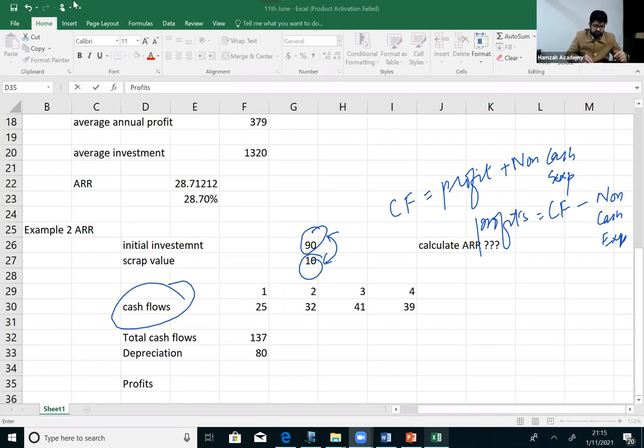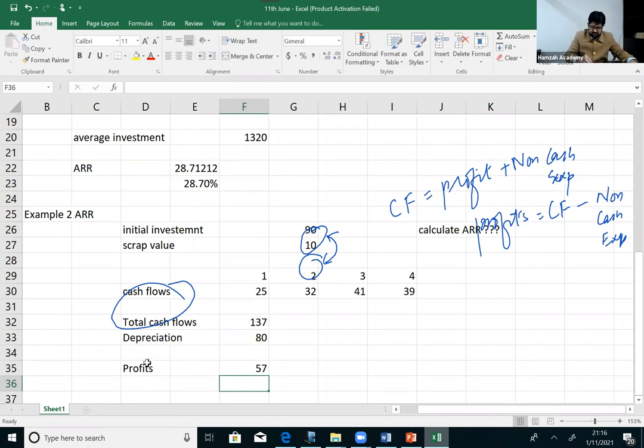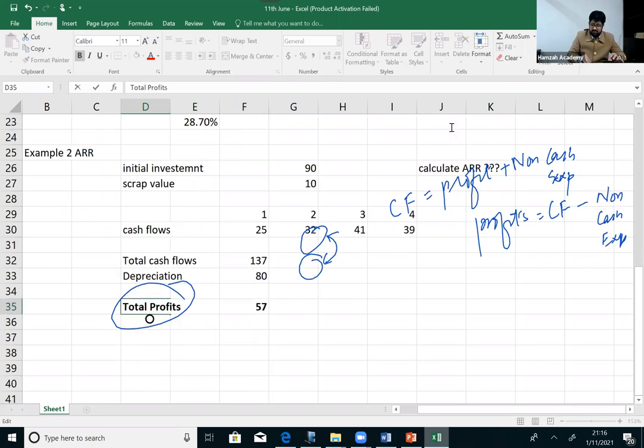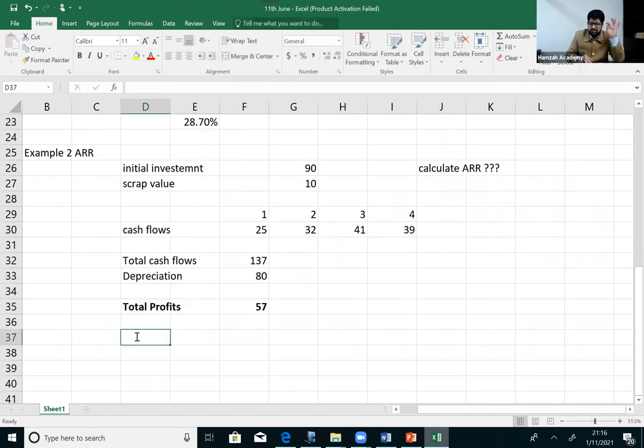Good. Now, next. So students, profits we have to calculate. They are equal to cash flows minus non-cash expense. Here it is, profits for the 4 years, and the total profits. Wherever you get stuck, do send me a message in the chat box.